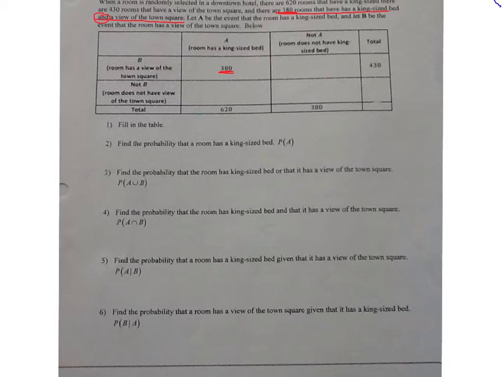Now, there is a total of 620 rooms that have a king-size bed. So that's right down here. King-size bed total is 620. To get the number of rooms that don't have a view of the town square, I have to take these two and subtract them, because together they have to add up to 620. So I have 620 minus 380 and I get 240. That's going to go right in here. So this will be 240.